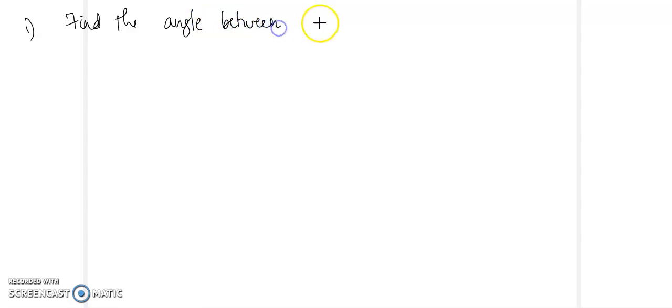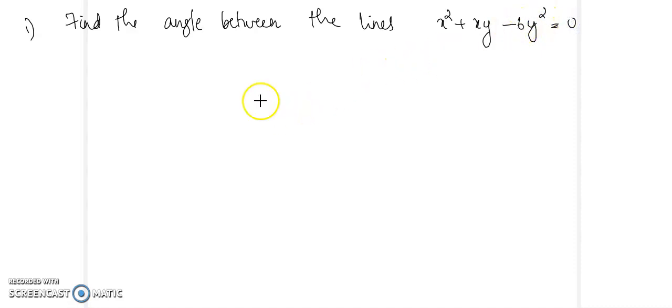So let us look at an example of finding the angle between a pair of straight lines. Find the angle between the lines x square plus xy minus 6y square equal to 0.